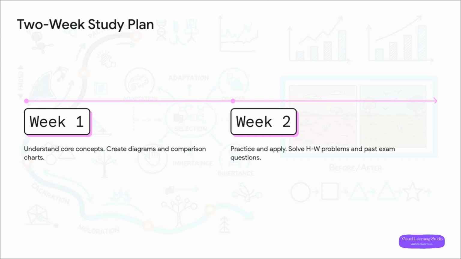Then, in week 2, you switch gears to practice. Solve at least 10 Hardy-Weinberg problems until it feels totally automatic, and then hit those previous year's question papers to see how all these concepts actually show up on the test.